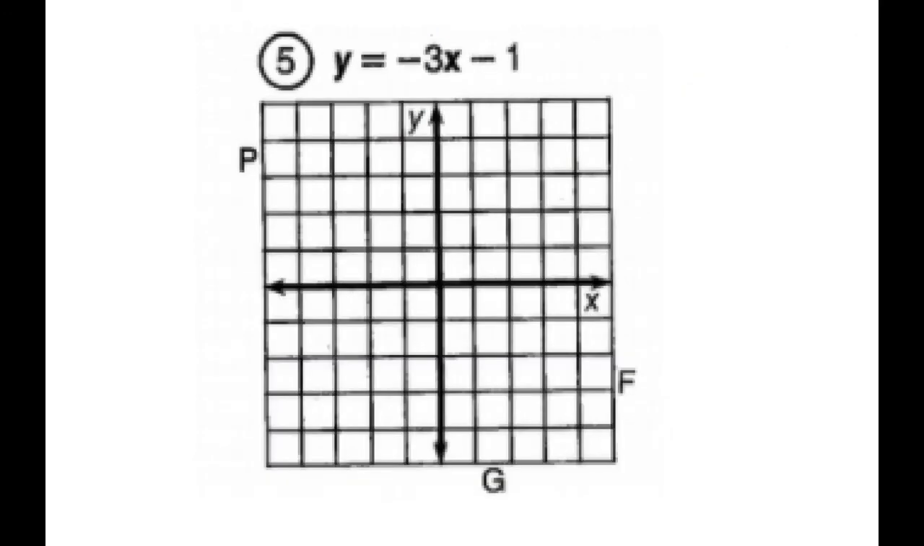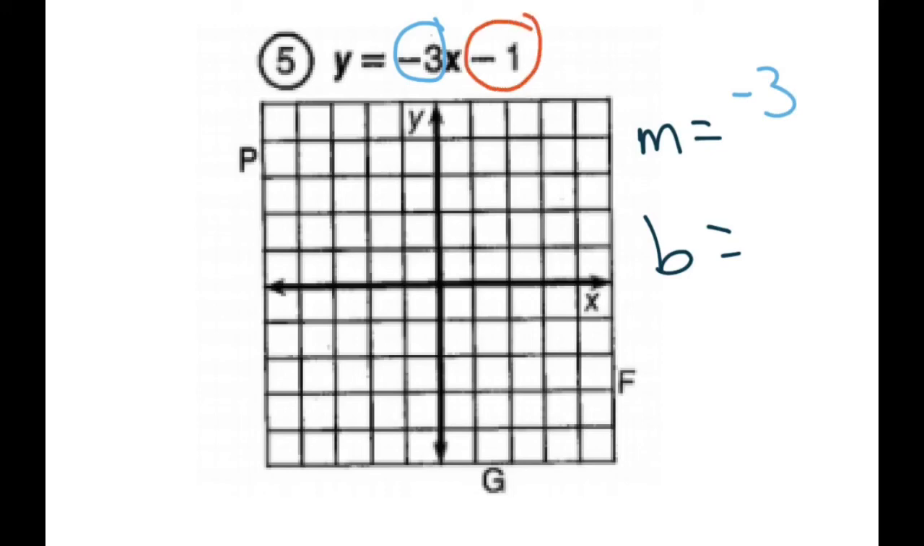All right, so going on to the next one, I'm going to do the same thing. We need to find our m value, which is our slope, and our b value. Our m value is -3. That's right in front of the x, so it's -3. Our b value is the -1. We need to take that negative sign with it. That's a -1.